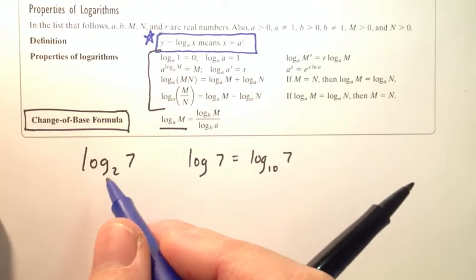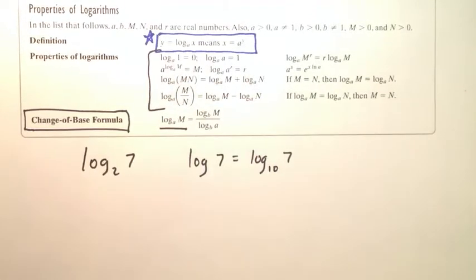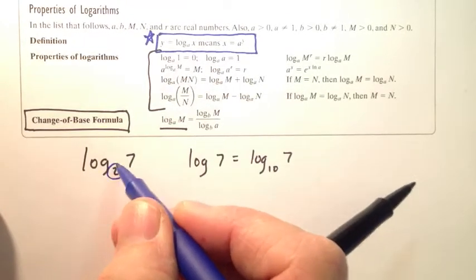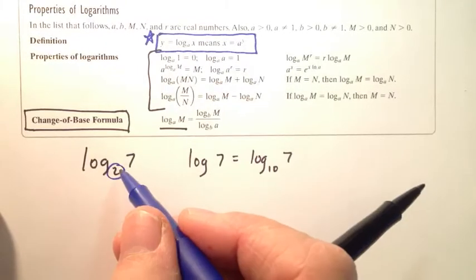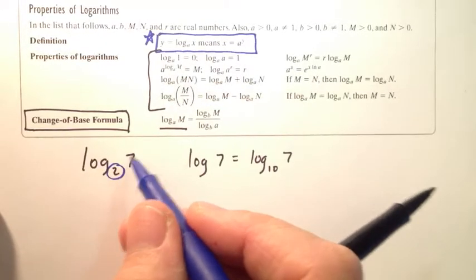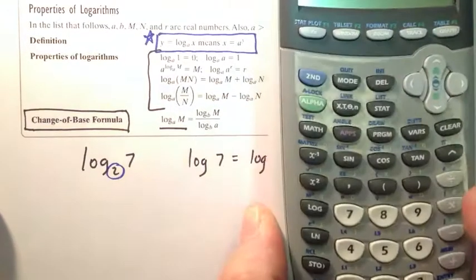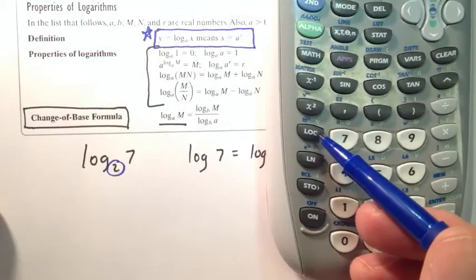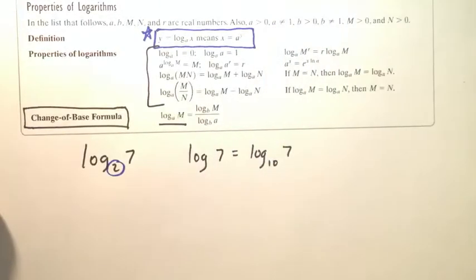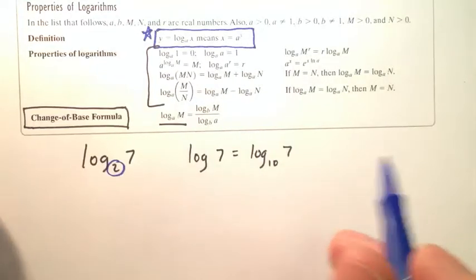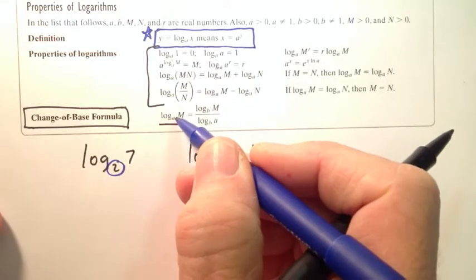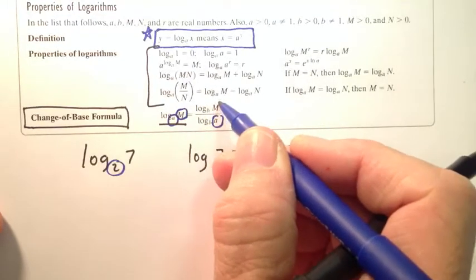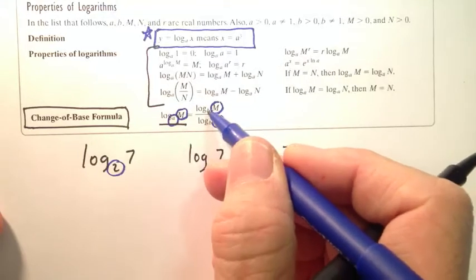The change of base formula is necessary because sometimes we need to express the log base 2 of 7, let's say, as a decimal. We don't have a base 2 logarithm on our calculators. We have log and we have ln, which is log base e, but we don't have log base 2. So we need to change the base. Notice that the base a becomes an argument. The argument remains an argument, but we've changed the base to base b.